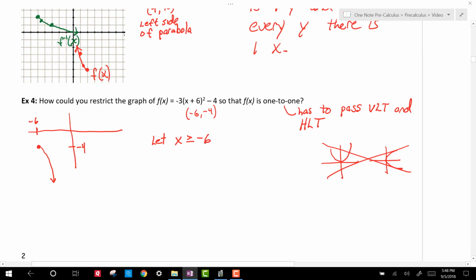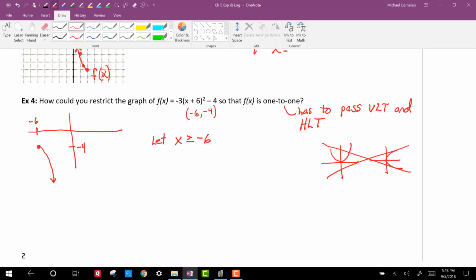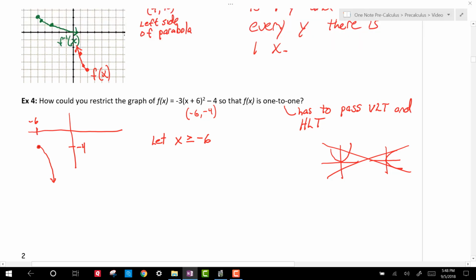And that way, when I go to graph the inverse function, I know that it will also pass the vertical line test. The other thing I could do is, what if I wanted to do the other half? So what if I put that half on there? So I could say, or let x be less than or equal to -6. Then I would get the green half of the parabola. And what happens here is I'm left with half of a parabola, which is 1 to 1.